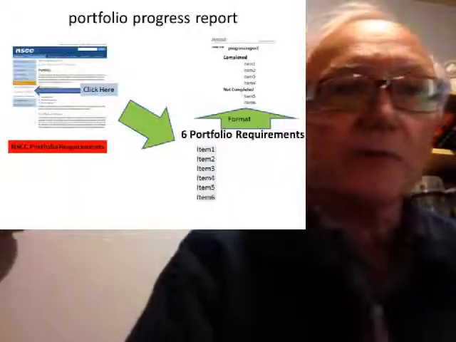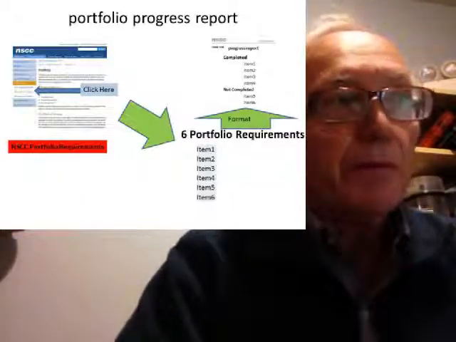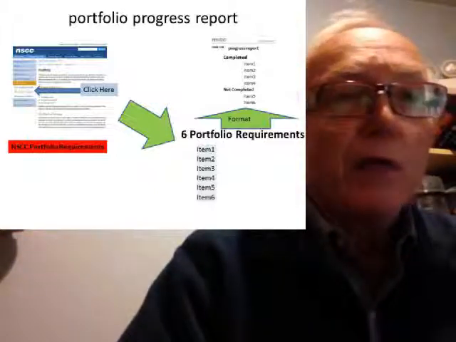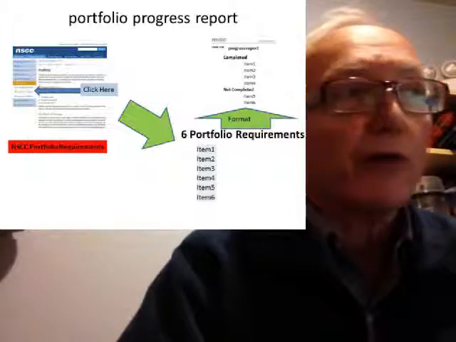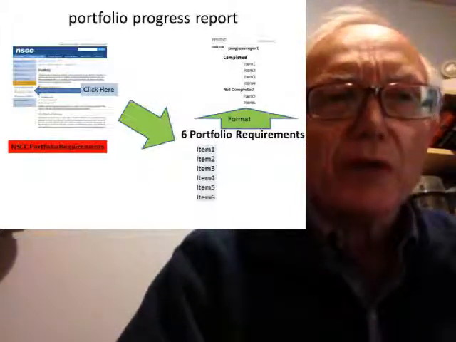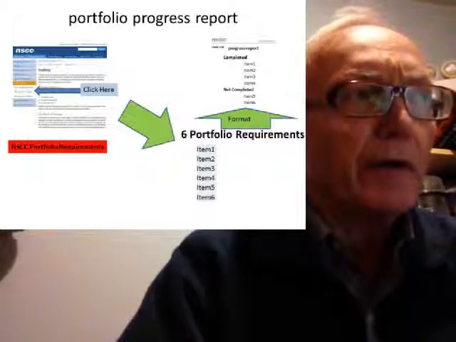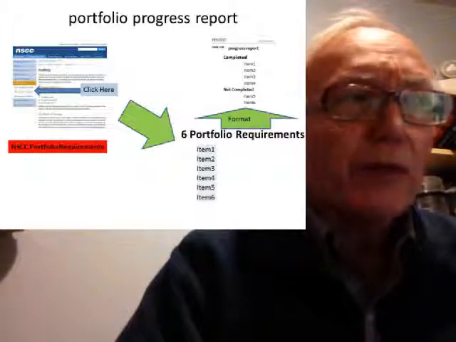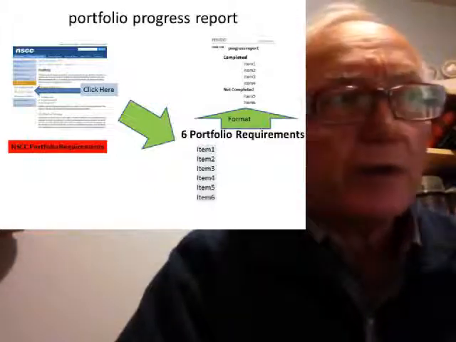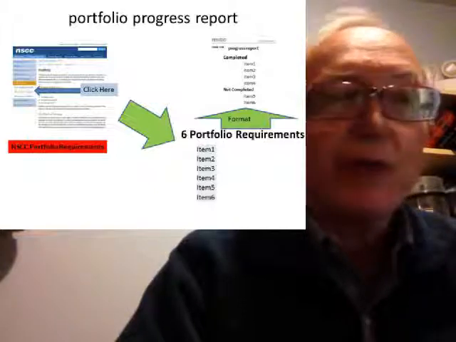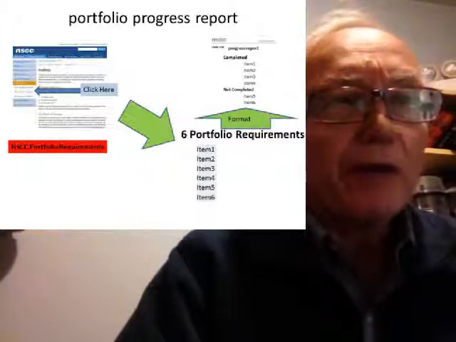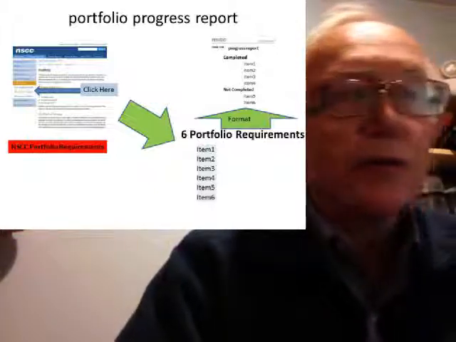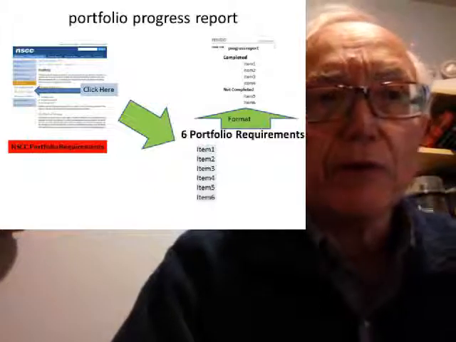Well, time's a-wasting. Let's get on with it. The first one, this graphic, will help us with the portfolio progress report. I think the graphic tells the whole story. Once we get those portfolio requirements from the NSCC website, there's 6 of them, and that's indicated there in the lower right hand side of the graphic. There'll be 6 portfolio requirements that you can retrieve from the NSCC website.